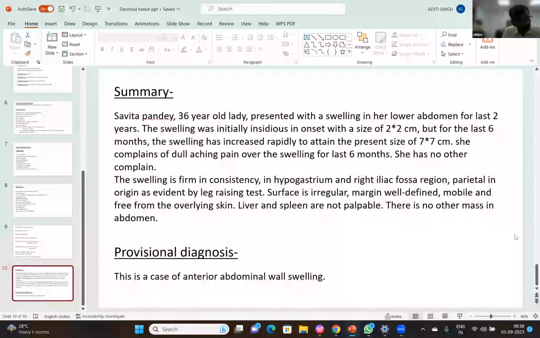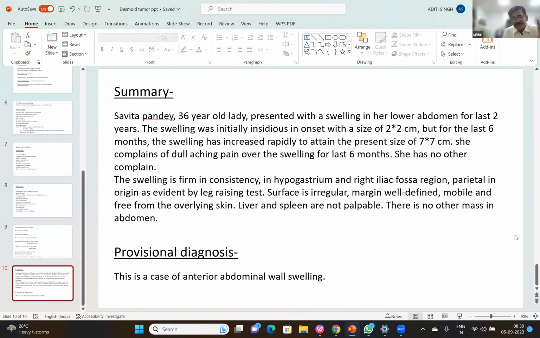Parietal swelling, number one. Number two, if you see the history, it's a swelling occurring in a female patient who underwent 2 cesarean sections. And there is a history of rapid increase. So would you put a lipoma in this patient? No, sir. Would you put a soft tissue sarcoma arising from this abdominal wall? Which is more common? Desmoid tumor is more common.